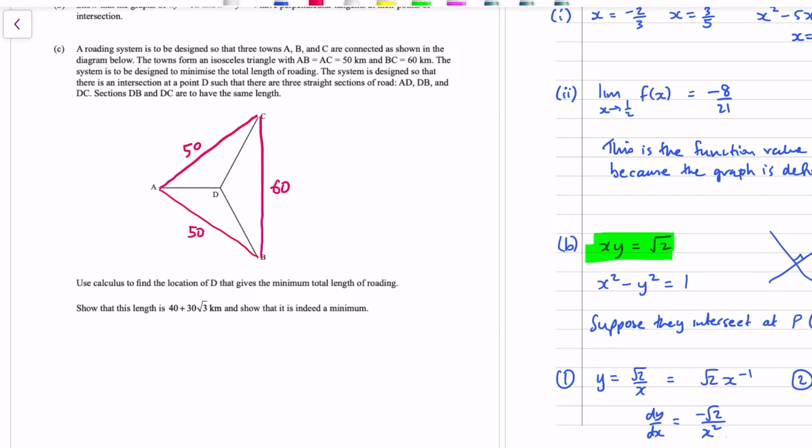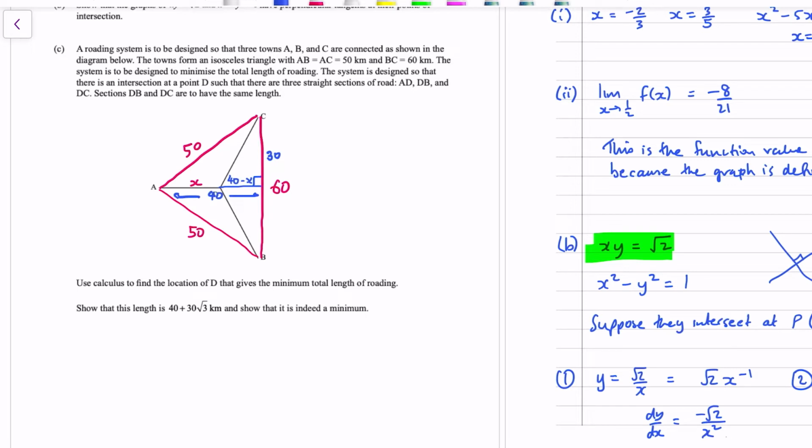Use calculus to find the location of D that gives the minimum total length of roading. Show that the length is 40 plus 30 root 3. So D is the thing that can be moved. So if I call this X, we're saying X can range between 0 and 40. And the reason it's 40 is if I make a right angle triangle here, this length will be 30. And it's a 3, 4, 5 triangle, so the biggest value will be 40, and therefore this length in here is 40 minus x. So x can range between 0 and 40, and as it does, we're looking at how long the road becomes.